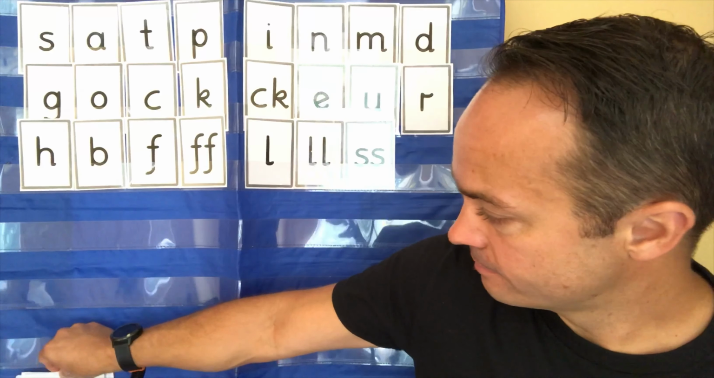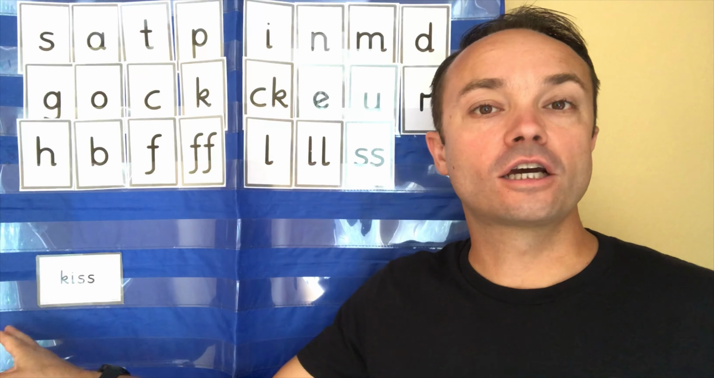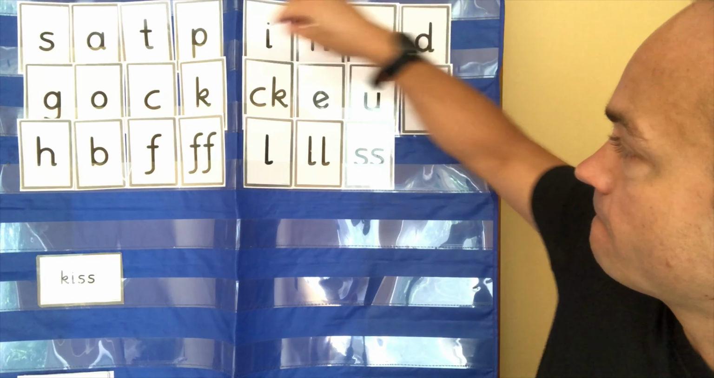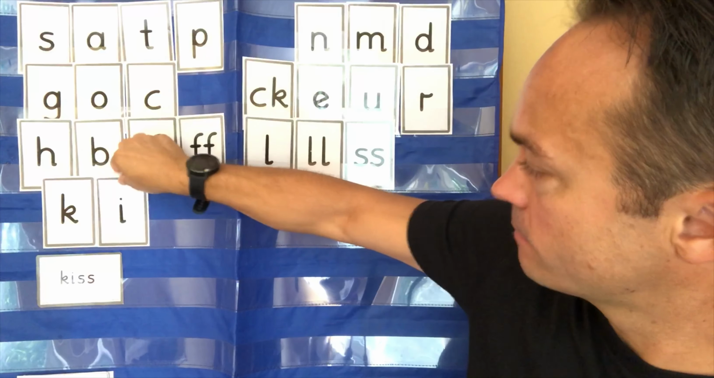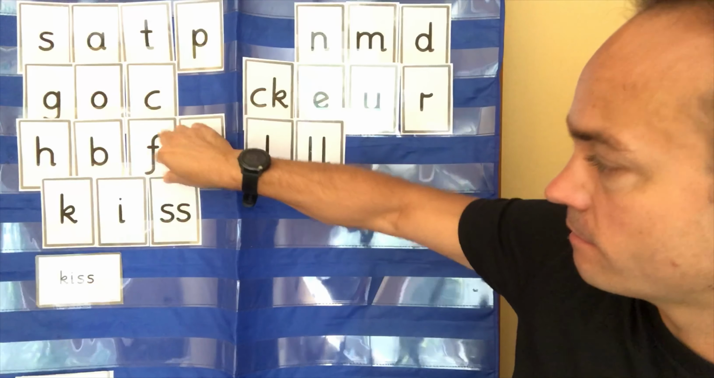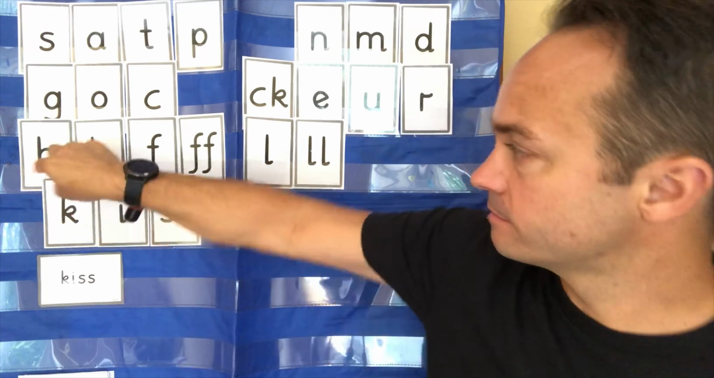Here it is. Here's the grapheme for the double consonant S. Okay, let's look at some words which use the double consonant S. Kiss, K-I-S, kiss.